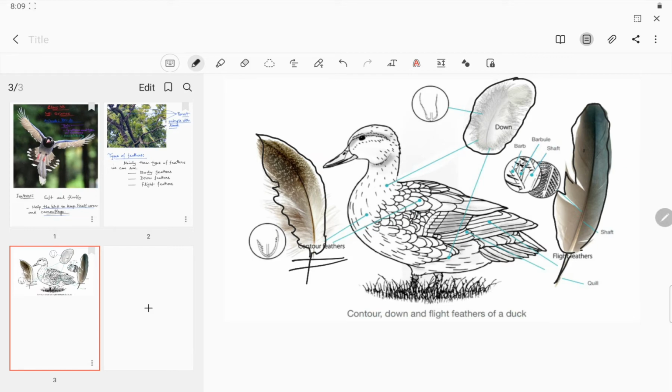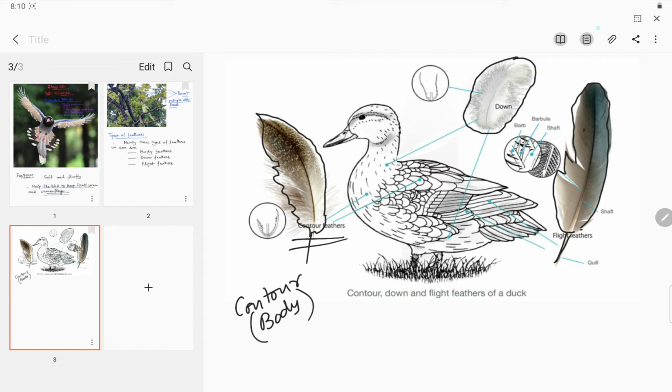First one, contour feathers, or body feathers, you can say. Another, down feathers. Third, flight feathers. We will study them one by one, right? First one, contour feathers or body feathers.